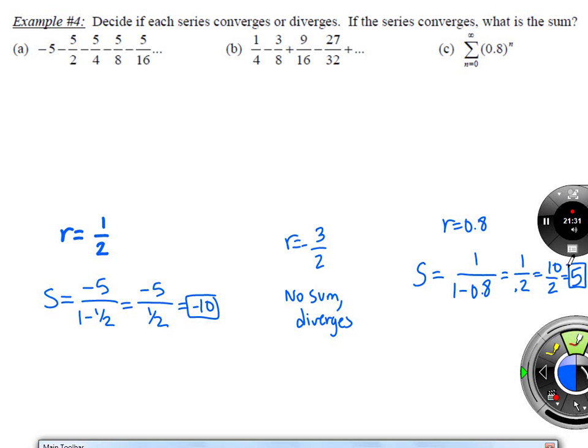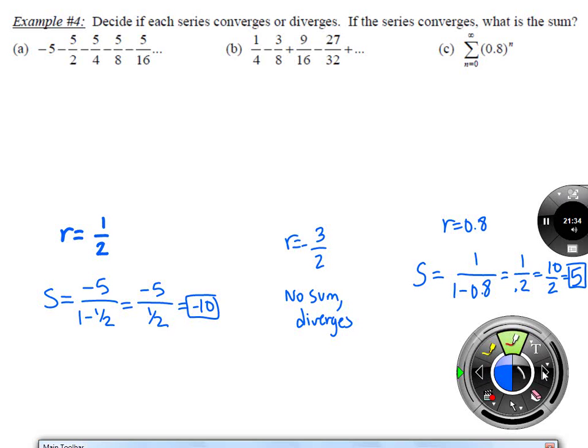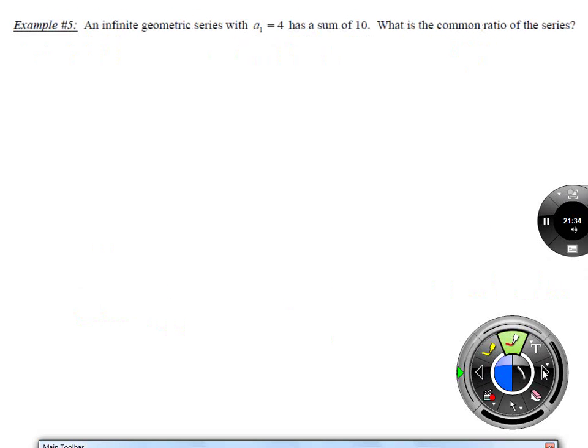Okay, other type of question we could be asked about these infinite series. Here's one that tells you the sum is 10. So they tell you the sum. You're not looking for the sum. And they tell you the first term is 4, and they ask you the common ratio. What should I do?